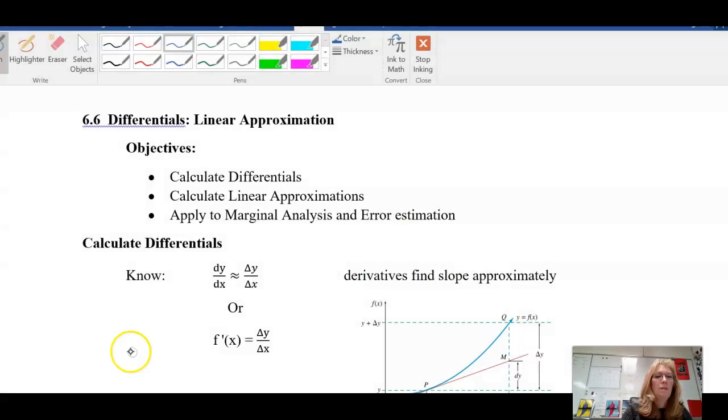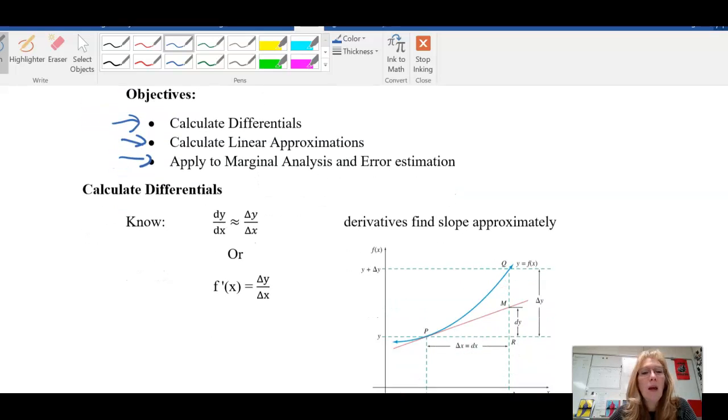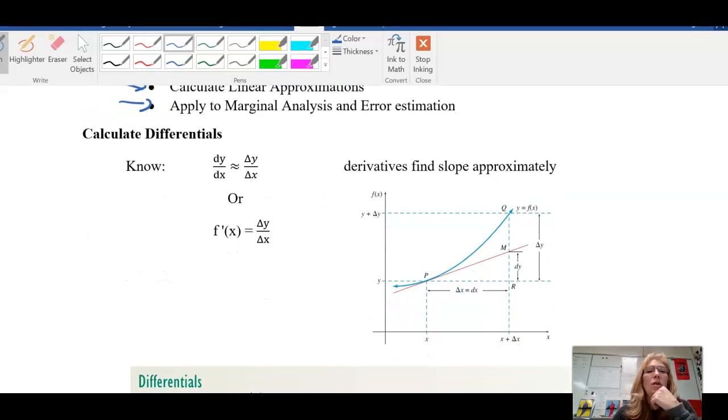Let's go. We're going to calculate differentials, we're going to calculate linear approximations, and we're going to apply this to marginal analysis and error estimation. These are things that you know. You know that dy over dx is the change in y over the change in x. In other words, this is slope. And we've been doing that for a while.